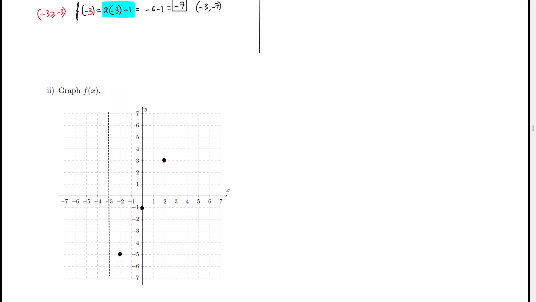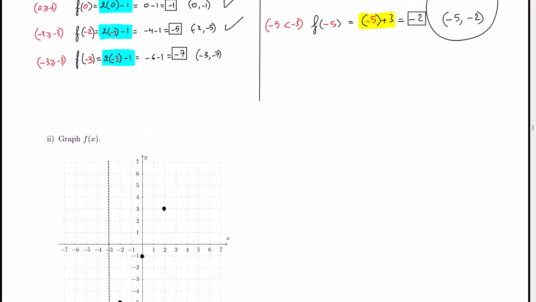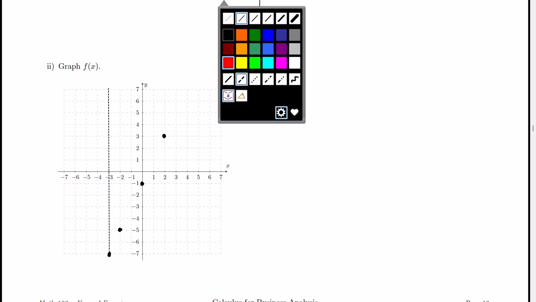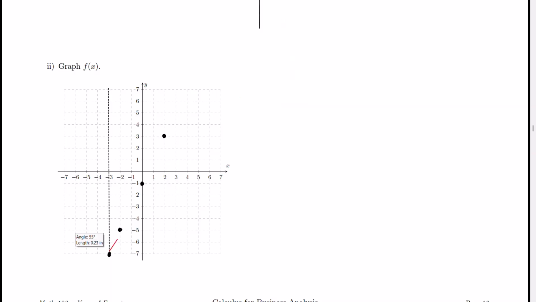And we're starting to see that they line up in a straight line. And finally, the point is -3, -7. That's right on the border, and that's going to be a solid point for now. So this is the first part of the graph, and let me make it a solid red line. So there it is. That's how the graph looks on one side of the border.